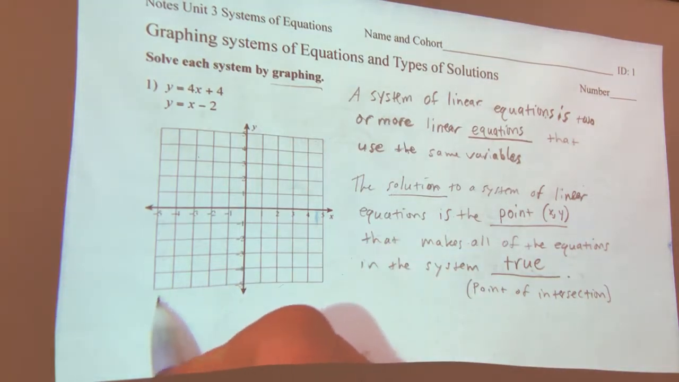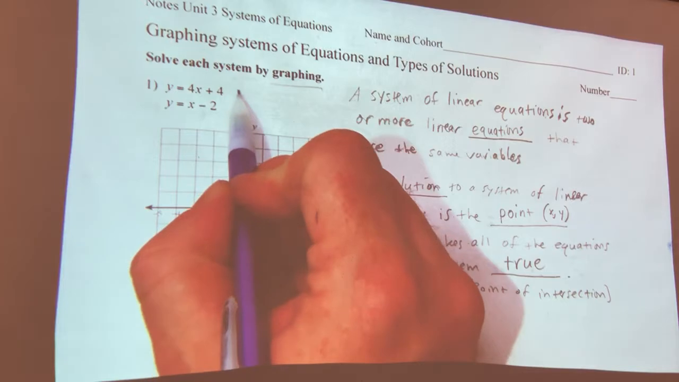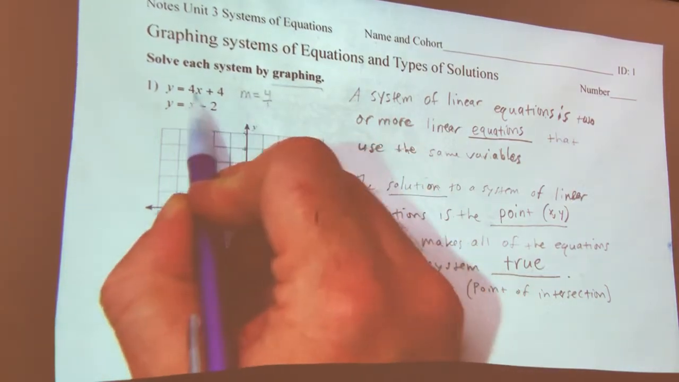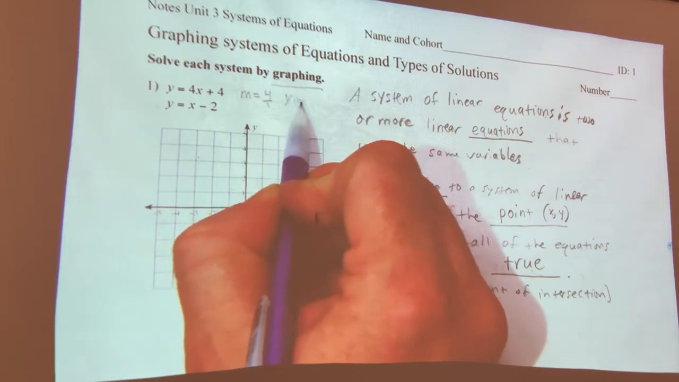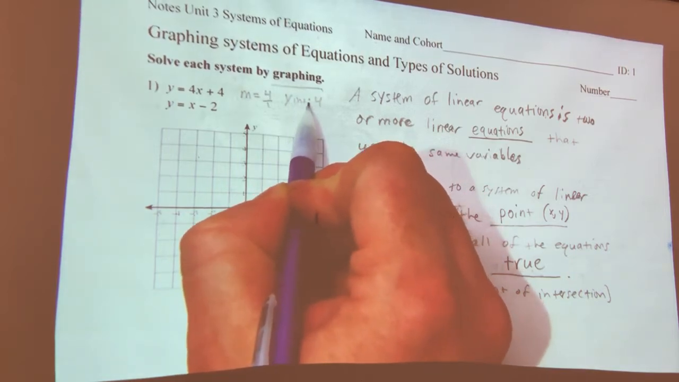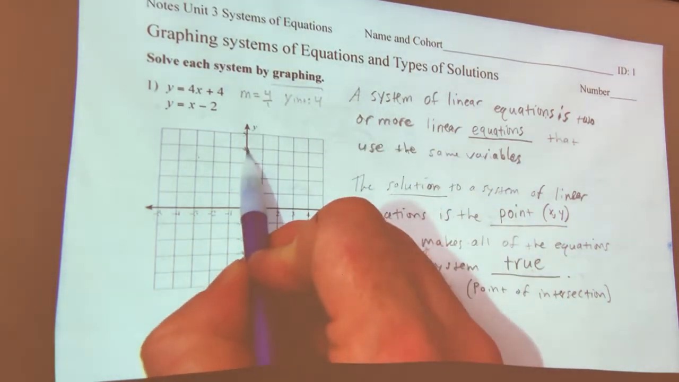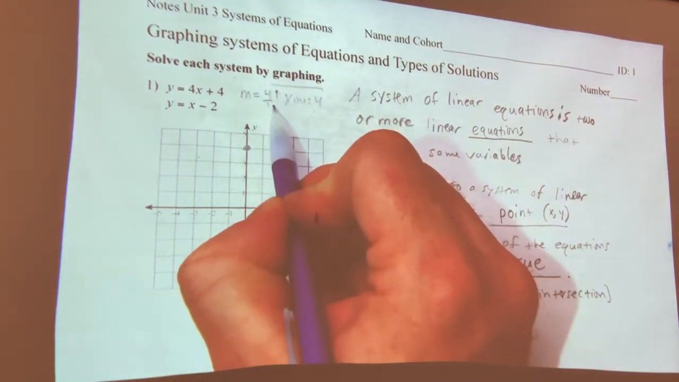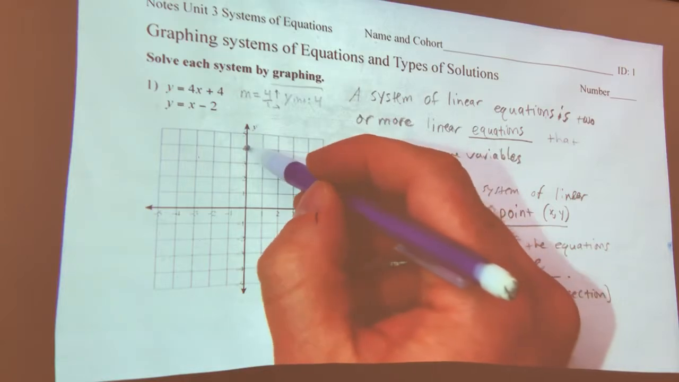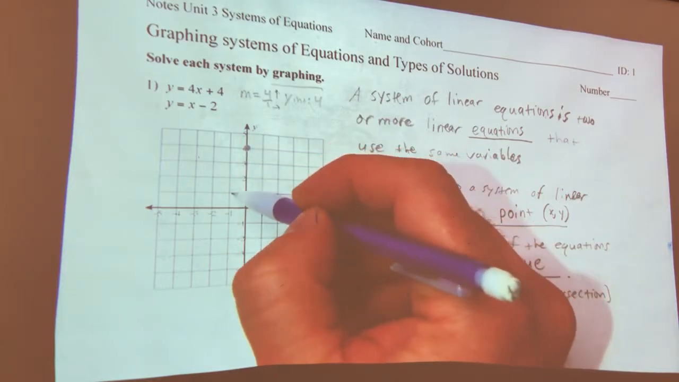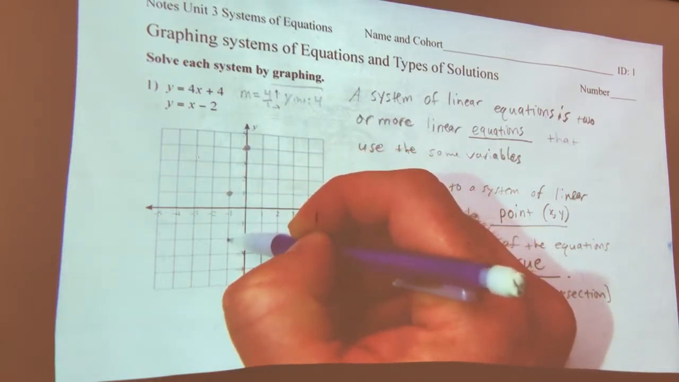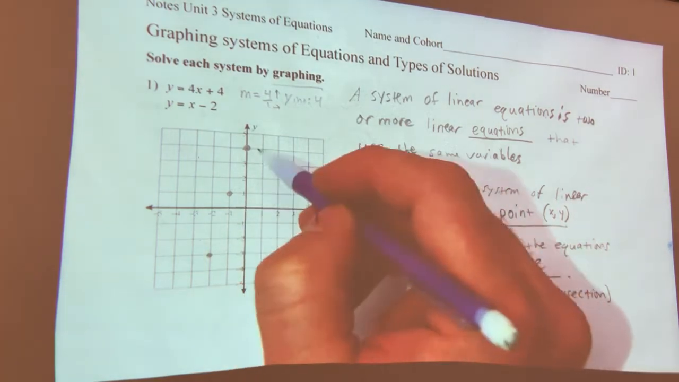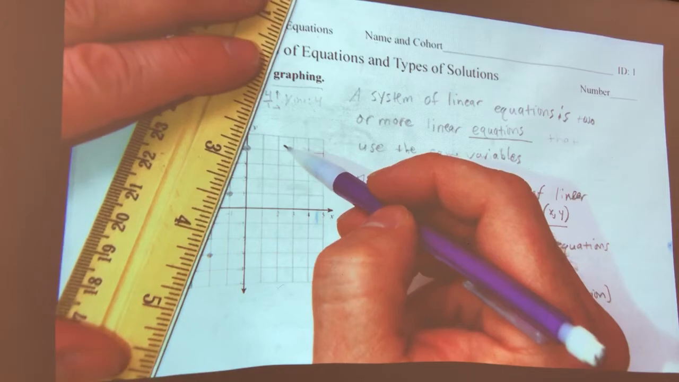So we're going to graph y equals 4x plus 4. It has a slope of 4, or 4 over 1, and it has a y-intercept of 4. So let's graph it. There's the y-intercept of 4, and the slope goes up 4, right 1. We don't have space, so we'll do it in reverse. So we'll go down 4, back 1. And we'll do it again, down 4, back 1. So this is our first line.